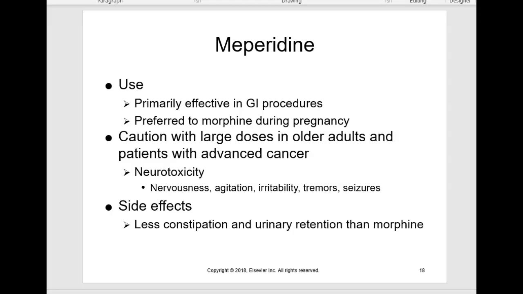Meperidine is metabolized in the liver to an active metabolite, therefore the dose should be decreased for patients with hepatic or renal insufficiency. Meperidine should not be taken with alcohol or sedative hypnotics because the combination of these drugs causes an additive CNS depression.